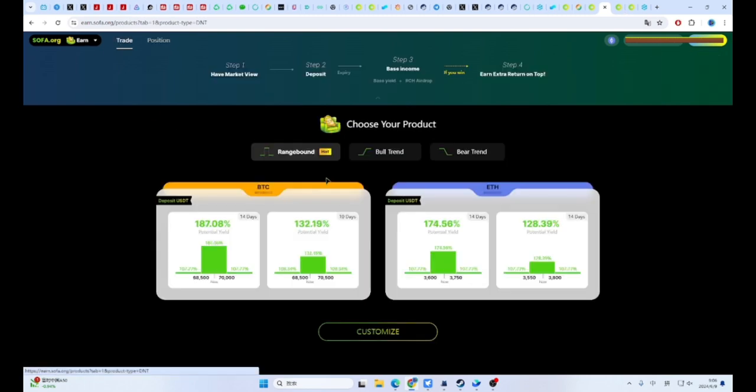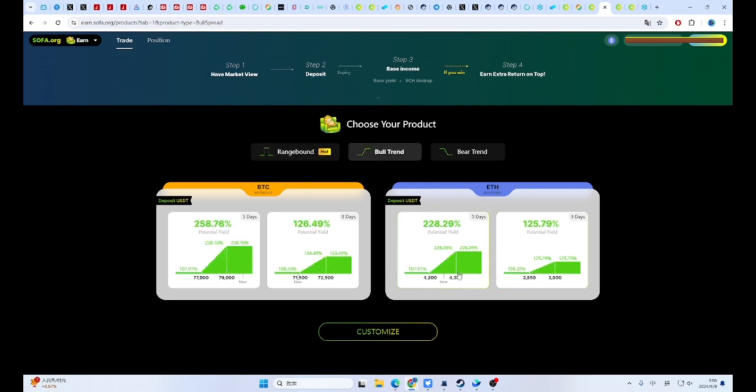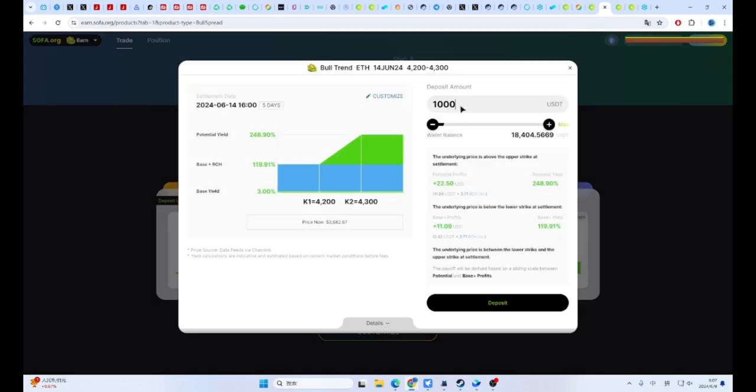So that was for range bound. But you can also buy a bull or bear trend. A 5-day one is more recommended. For example, we buy a 5,000 USDT one, and it has an expected return of a dozen RCH.